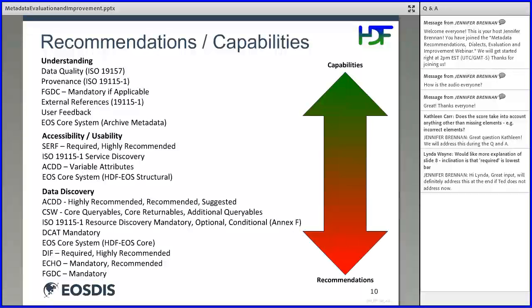So we like to think about the differences between recommendations and capabilities. Many of the recommendations, as I said earlier, are in discovery land. This is the minimum, particularly this is the mandatory recommendations. This is the mandatory stuff. Why is required the lowest bar?